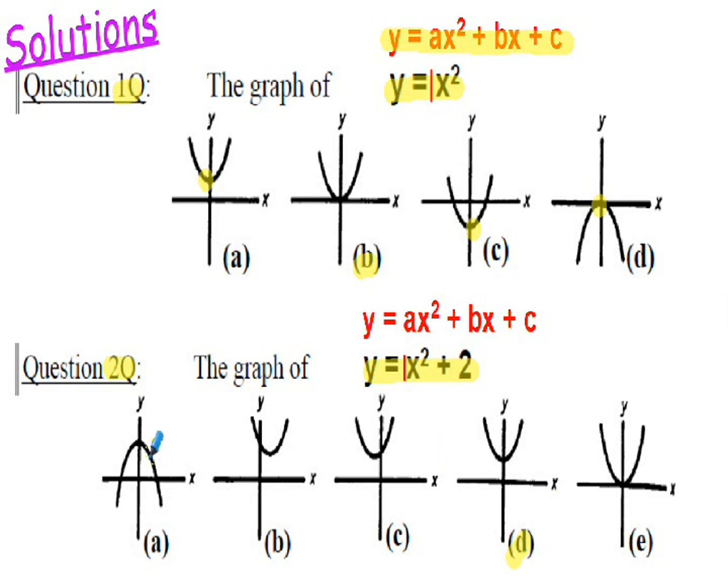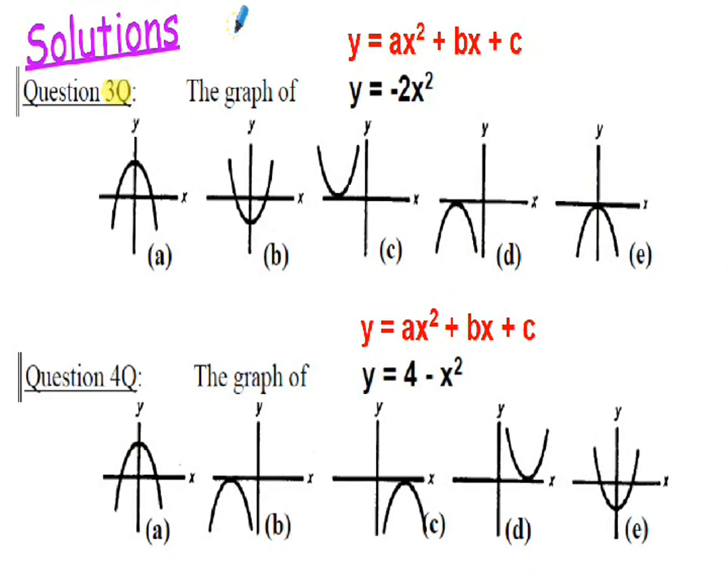It cannot be A because that's an inverted quadratic, so that's not correct. It cannot be B because that shows the vertex is shifted to the right and there's no shift in vertex. It cannot be C because again a shift in vertex. And it cannot be E because that goes to the origin 0, 0, but the c in this case is positive 2. So it has to be D.